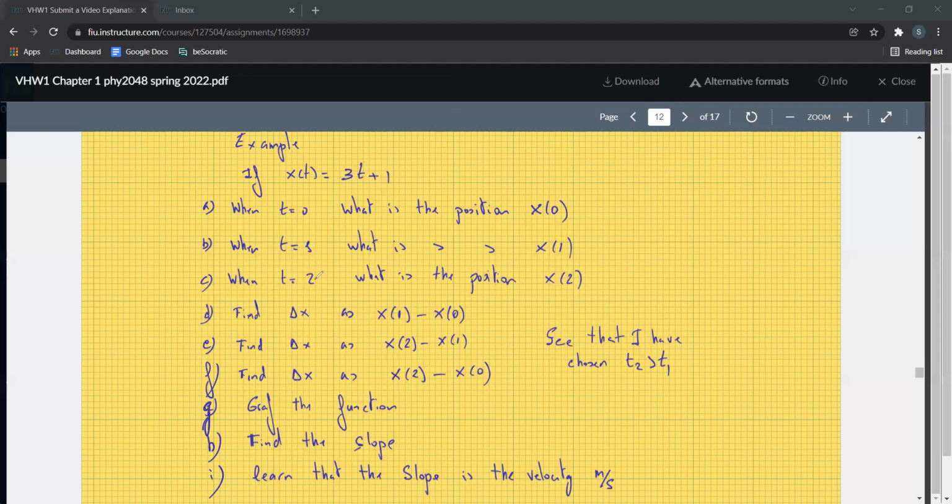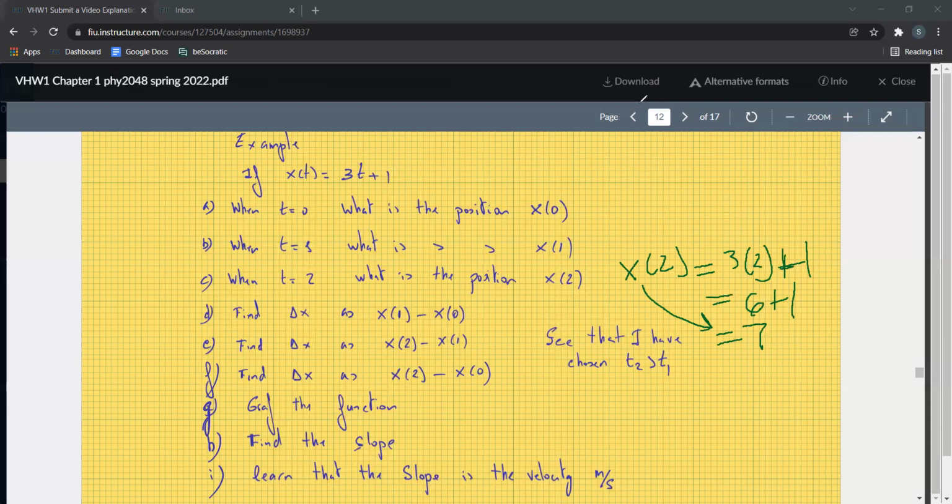So when t is 2, we look for the position of x of 2. So we get x of 2 is equal to 3 times 2, because that's where the t was. Remember, 3t plus 1. We do the math, excuse me for that atrocious plus sign. 6 plus 1 equals 7. So when t is 2, x is at 7. So the x of 2 is equal to 7.